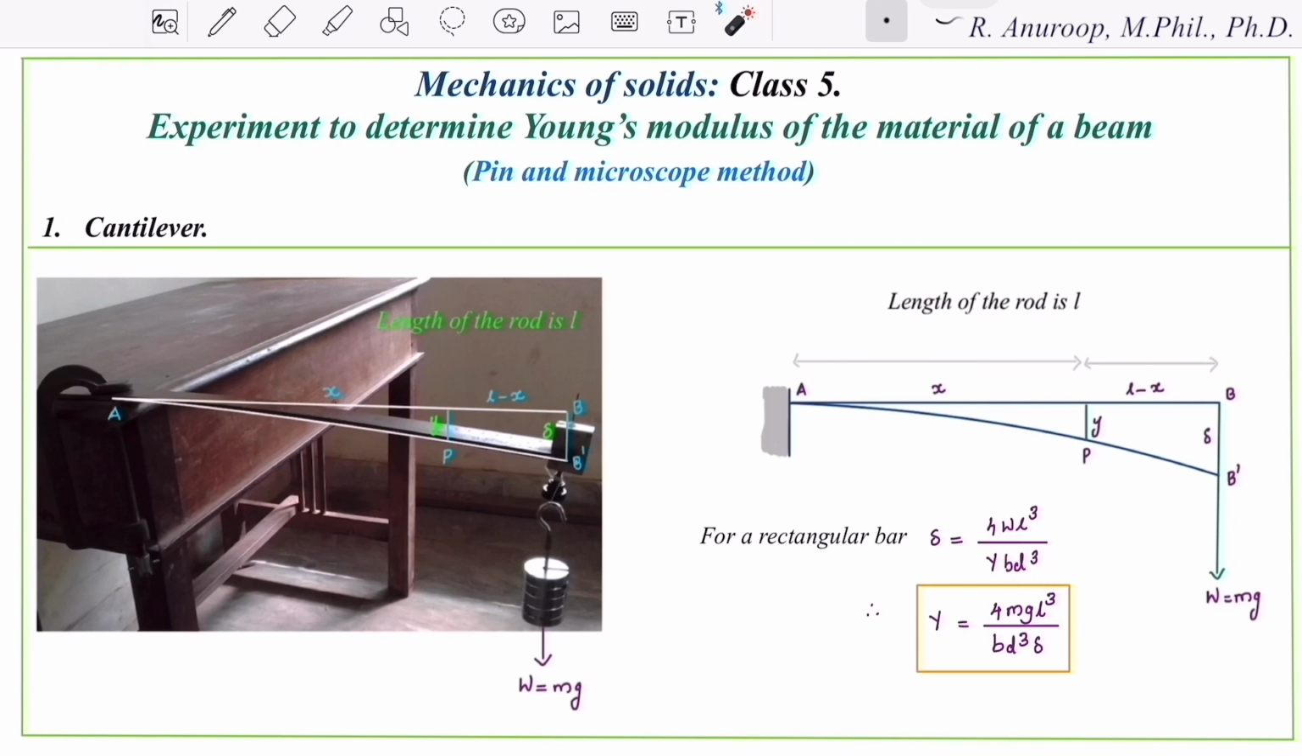In the experiment, we will determine the depression at the free end of the cantilever, delta, using a traveling microscope. That is by pin and microscope method. We will determine the value of the depression delta. Once we determine delta, we can find out Young's modulus using the formula 4mgL cube divided by BD cube delta.